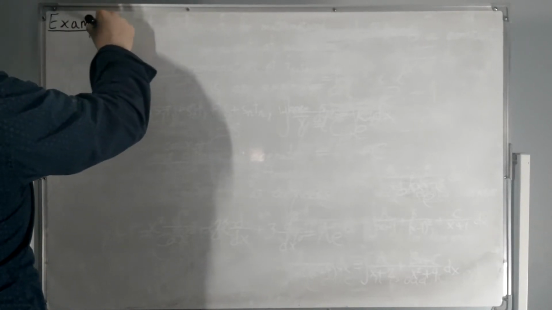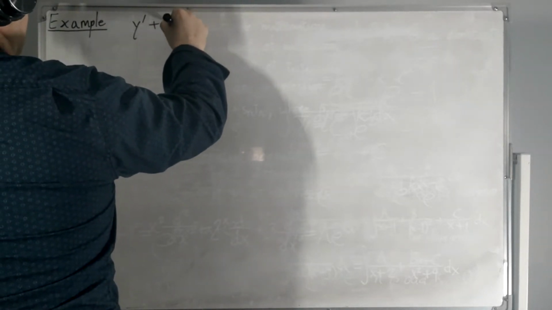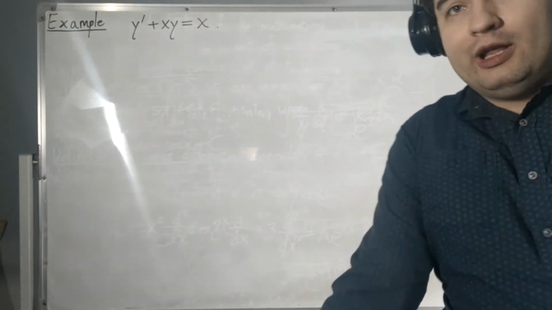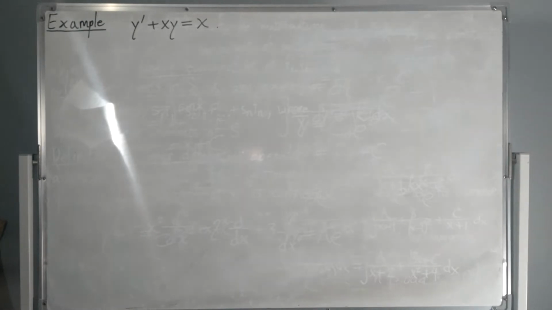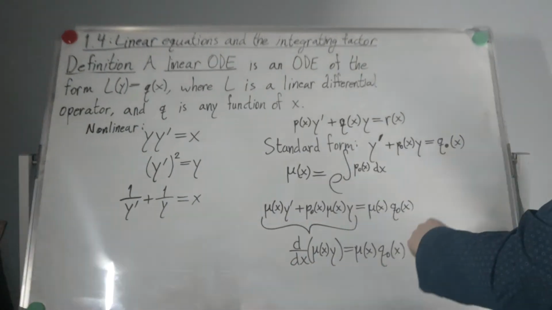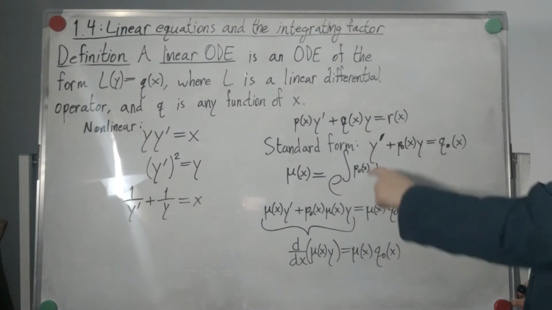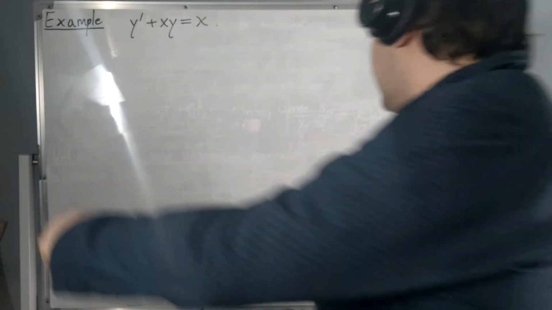So let's suppose we're going to try to solve y prime plus xy equals x. And by solve, what I mean is find its general solution. All right, well, it's actually already in the standard form. Standard form just has y prime with a coefficient of 1, and that's exactly what we have here. So we can just define the integrating factor.